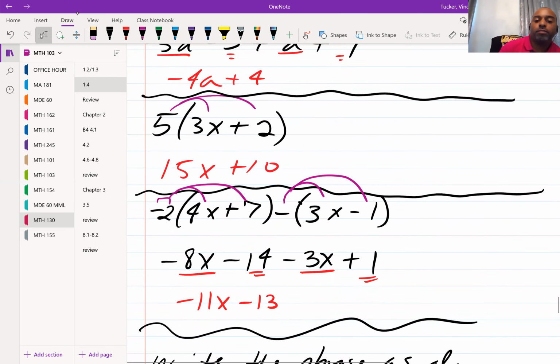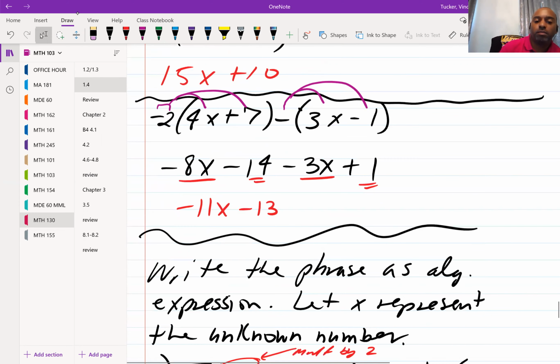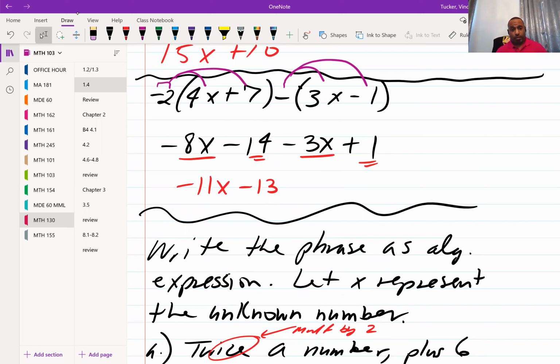All right. So the next one says write the phrase as an algebraic expression, and let x represent the unknown number. So they don't want you to use just any old variable. Make sure you use x as your variable when you write these out.